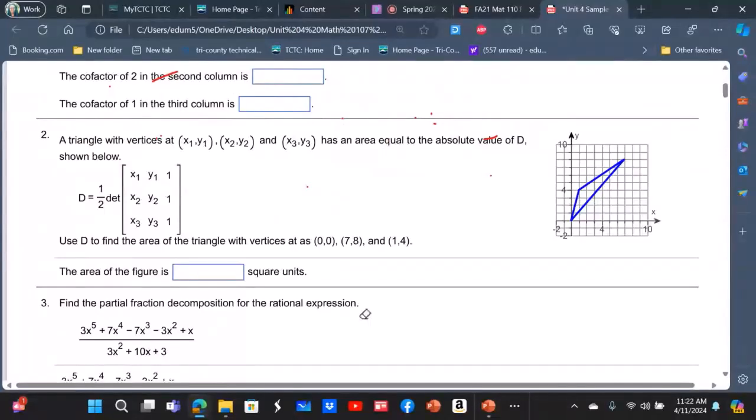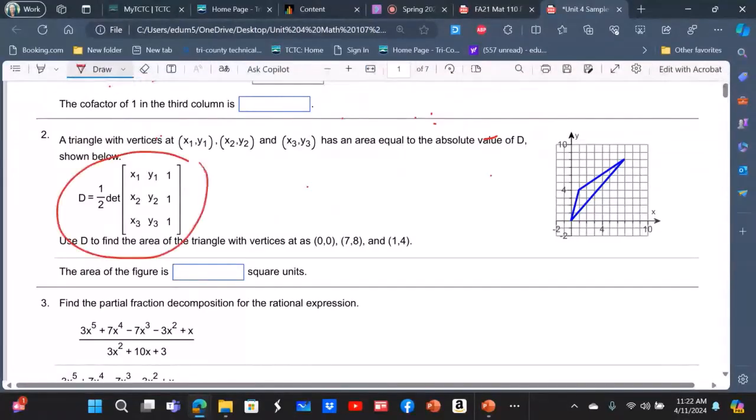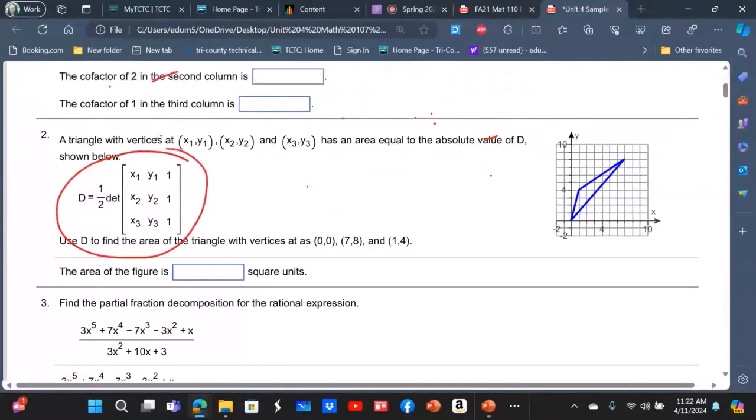You are given the vertices of a triangle, and you're told to find the area of the triangle. You can find the area of a triangle using matrices. The area of a triangle is positive. Of course, area cannot be negative. Area is not allowed to be negative. They did not tell you to do this by hand, so you can do it with a calculator.